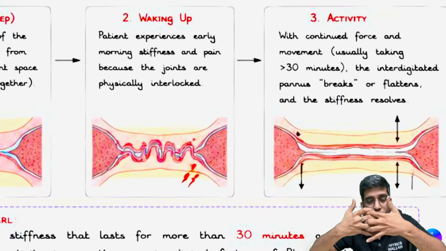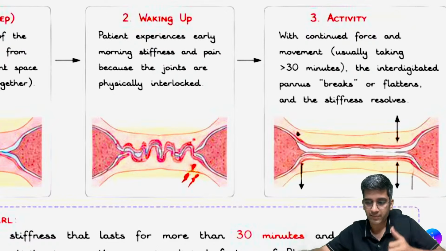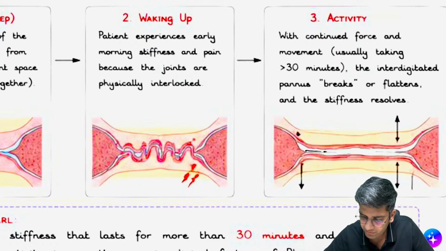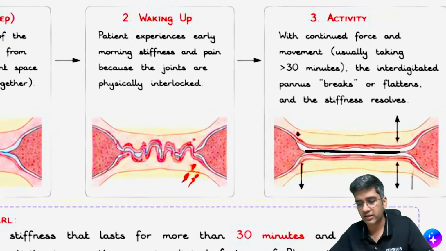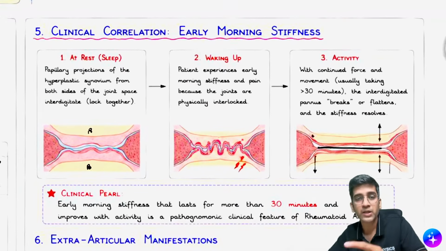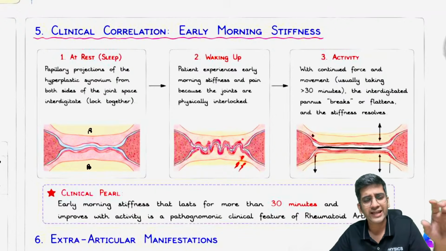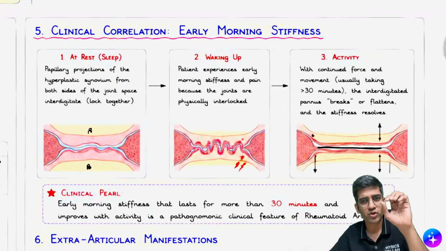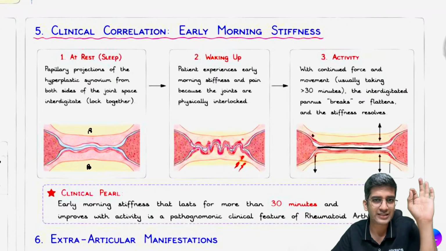And the more you move, you will create the gap, right? Automatically over a period of 30 minutes, you'll create a gap. Then everything will automatically settle. This is a classical finding of rheumatoid arthritis, early morning stiffness. Any question on early morning stiffness, fingers, it's rheumatoid arthritis, classical. Fine.